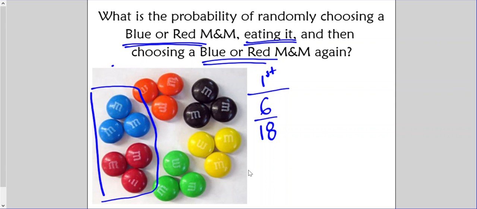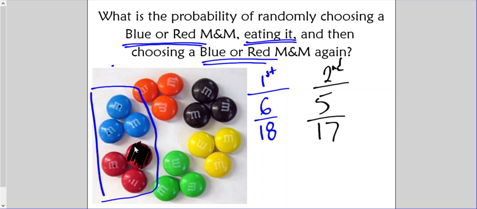And now I'm eating that one. Doesn't matter whether it's blue or red. Let's say it was a red one. Let's say I ate a red one. Now on that second random choosing, I have 1, 2, 3, 4, 5 out of, I ate one of these 18 M&Ms, so now I have 17.